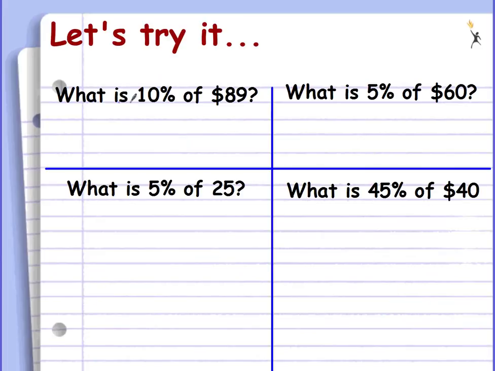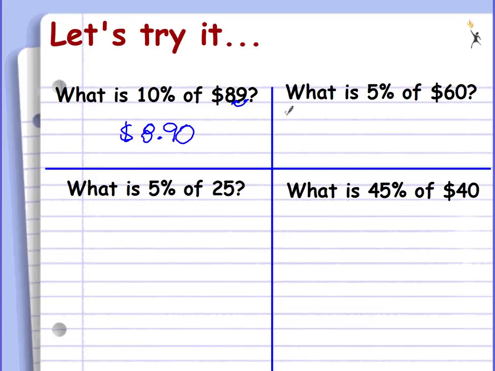So let's try it. What is 10% of $89? Here's our invisible decimal. Move it 1 place to the left and we get 8.9. Now, this has a dollar sign in front of it, so we're talking about money. So we need to write it in dollars and cents format. So we need to put the 0 here. $8.90.